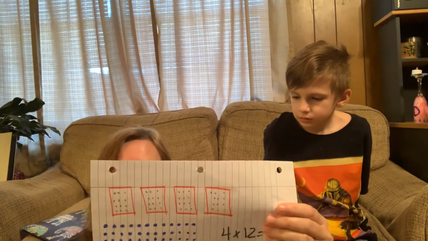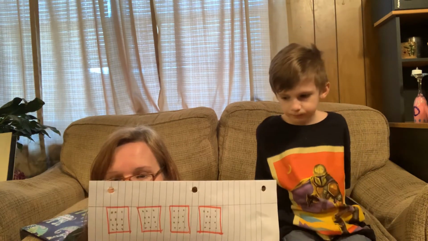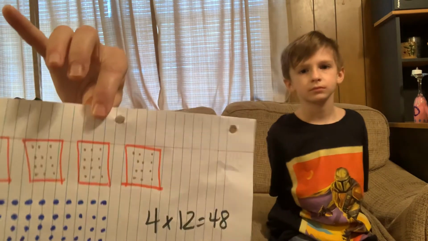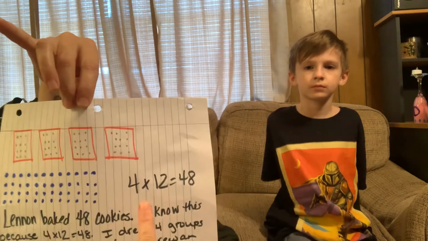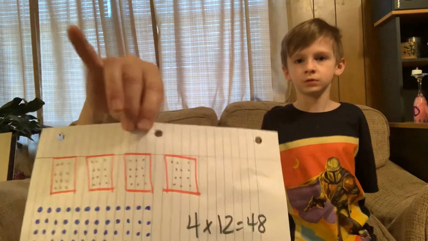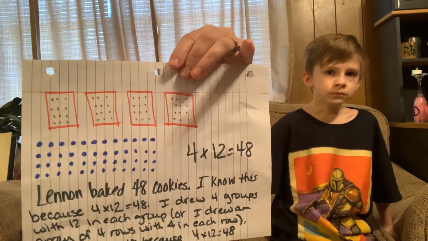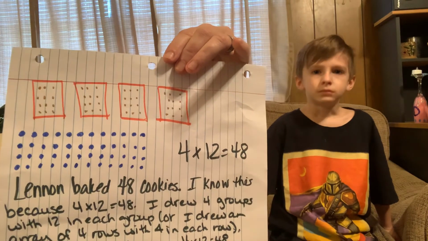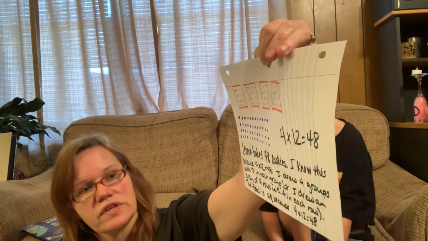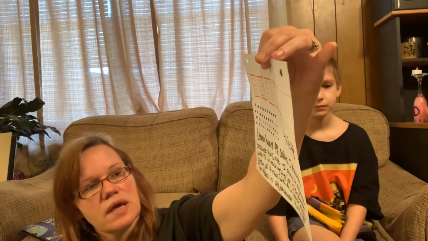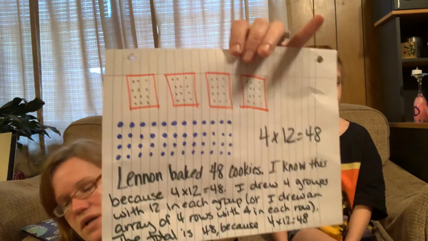That's kind of how we actually did them, in 4 rows of 3. Or I could have drawn an array with 4 rows, 1 row for each pan, and put 12 in each row. So when I added those up, or if I know my multiplication fact, that's 4 groups of 12, I find that those are 48. So Lennon baked 48 cookies. I know this because 4 times 12 equals 48. I drew 4 groups with 12 in each group, or you could have said I drew an array of 4 rows with 12 in each row. The total is 48 because 4 times 12 equals 48.